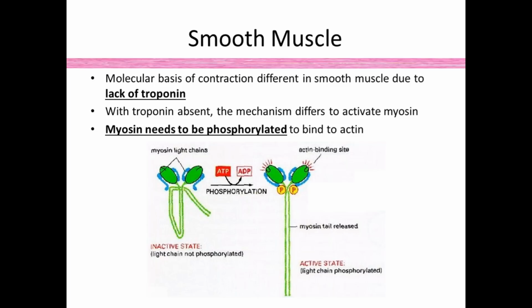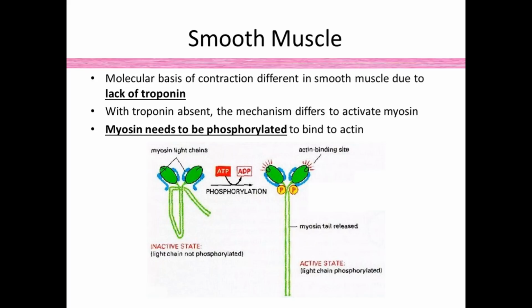The next part is the fact that we don't have troponin. So troponin was our gatekeeper. It was what allowed us to regulate whether we contract or we don't, because troponin held the tropomyosin, could pull it out of the way, and when there was no calcium, it would move it back. Now we don't have troponin, so we need another gatekeeper to say when the smooth muscle contracts and when it doesn't.